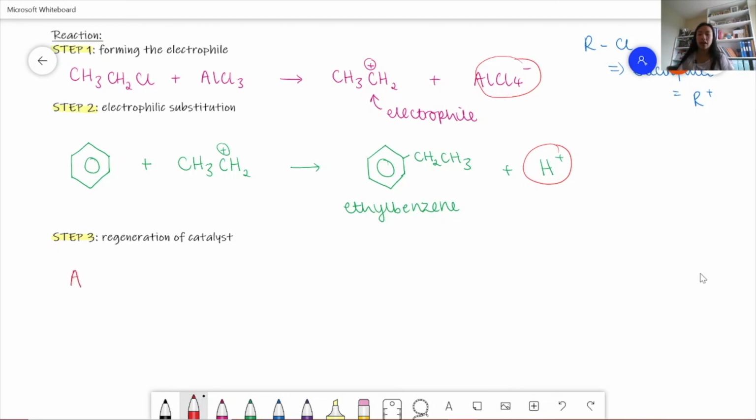So we have AlCl4- reacting with H+, and this forms AlCl3 and HCl. So this here is the catalyst that we're after.